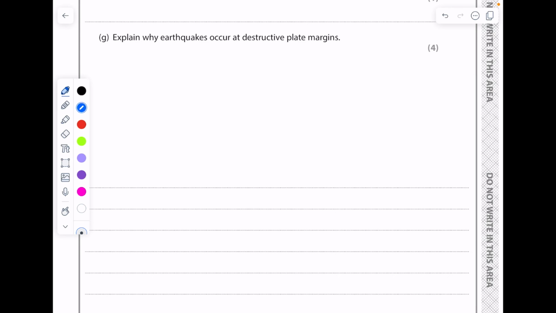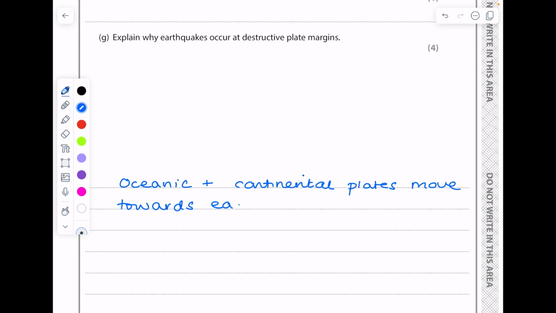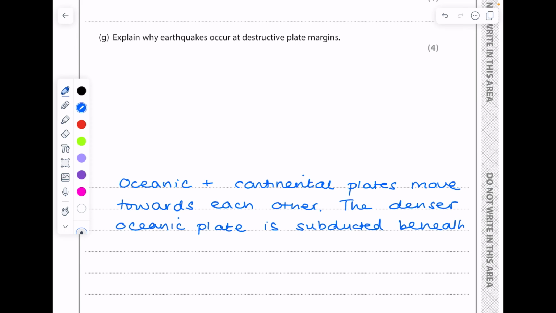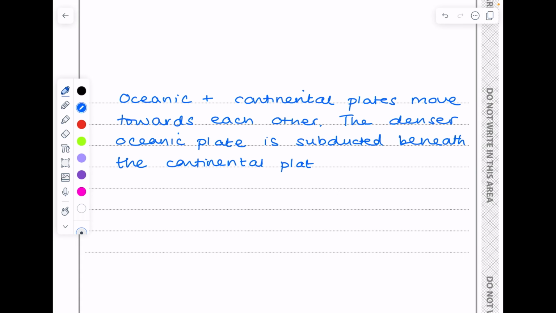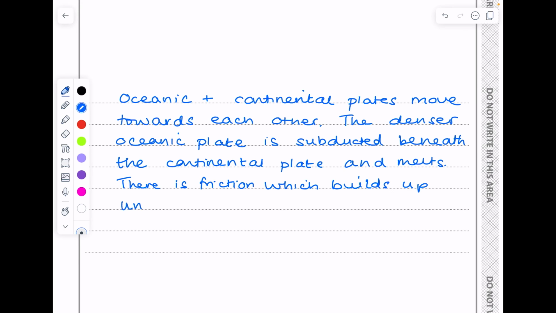Explain why earthquakes occur at destructive plate margins. We need four marks here. So our first mark is to say that the oceanic and continental plates move towards each other. The denser oceanic plate is subducted, or sinks, beneath the continental plate. And melts, there is friction which builds up until seismic waves are released.